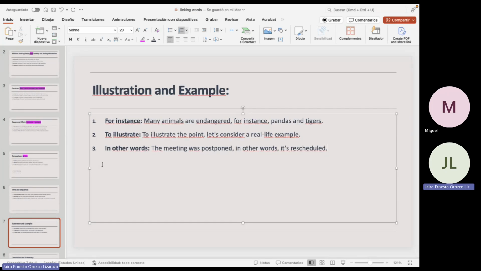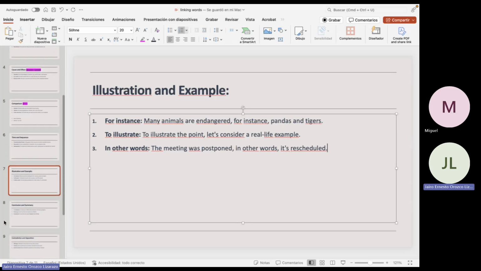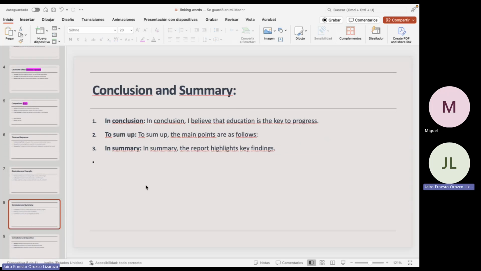In other words, en otras palabras, the meeting was postponed. In other words, it is rescheduled. Okay, the meeting was postponed. In other words, it is rescheduled. More, to conclude or summarize.